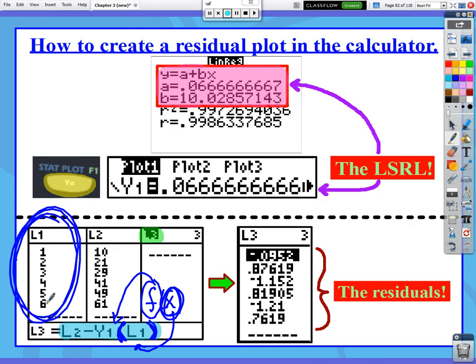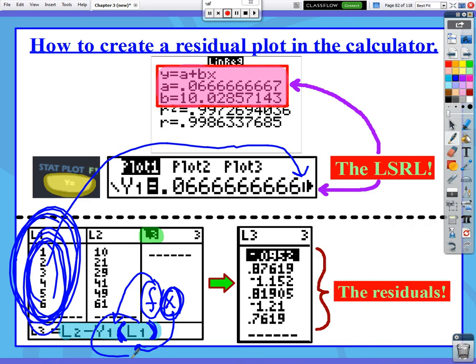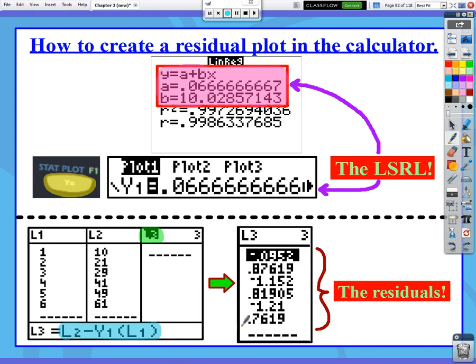So what we're telling the calculator to do is to take all of these numbers, 1 through 6, plug them into the x of the regression line, which we can't really see, and then come up with the predicted values. But then not only just take those predicted values, but subtract them from the actual y values, which are stored in list 2. So once you've done all of this, then your list 3 should look like this. And you should notice a nice mixture of positive and negative residuals.